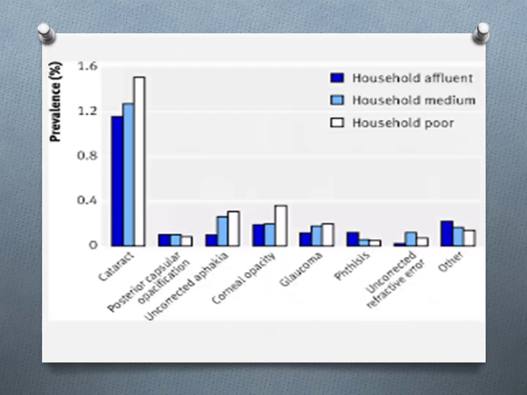You can see the prevalence in this bar chart: household affluent, household medium, and household poor. On the x-axis we can see the cataract, and on the y-axis we can see 0 to 1.6. The household affluent is at less than 1.2, as compared to household medium income, which crosses the 1.2 limit at around 1.3. And the highest is among the household poor, just depicting how the poor socio-economic class have a higher incidence of cataract.